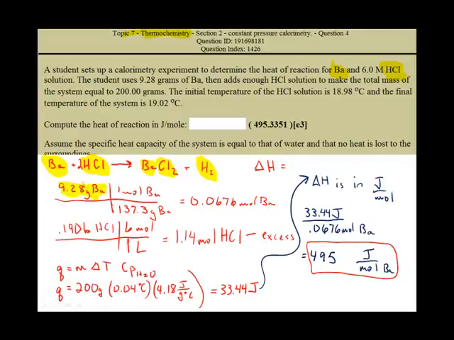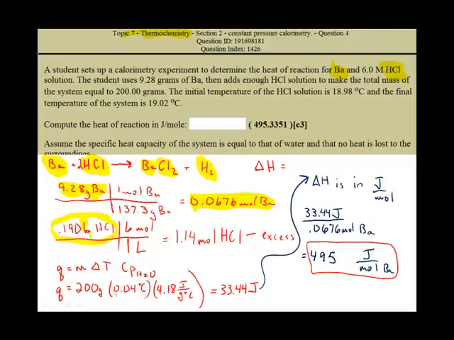In your problem, you will have some other metal than barium, possibly, or a different amount of barium. And so we know we have 0.0676 moles of barium. Now, how do I get 190 milliliters of hydrochloric acid? How did I get this number?